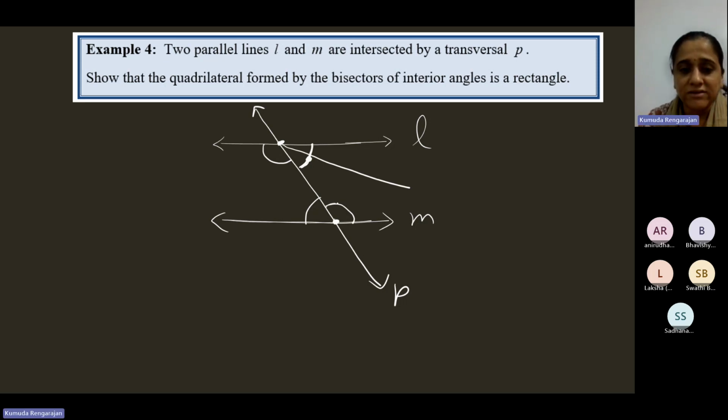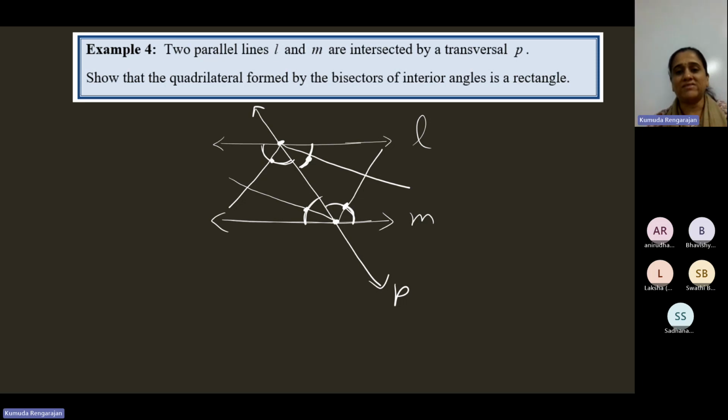Now this is the angle, right? So I'm marking the midpoint on the arc here. So the bisector will be like this, bisecting the angle. Then this one, I'm just marking the midpoint on the arc like this. This is the bisector, and here, this is the midpoint. So we have drawn the bisectors of the 4 interior angles. The remaining 4 are exterior angles. These are the 4 interior angles, and we have shown their bisectors.